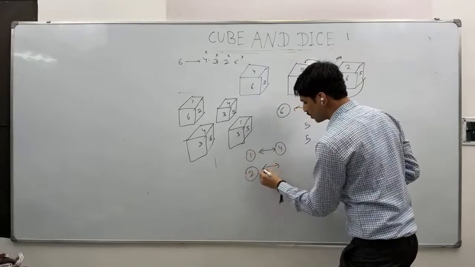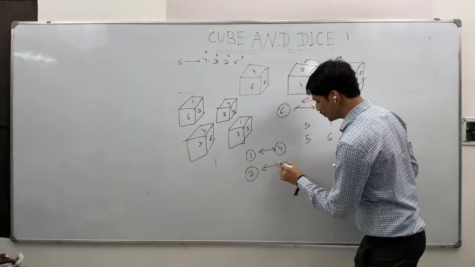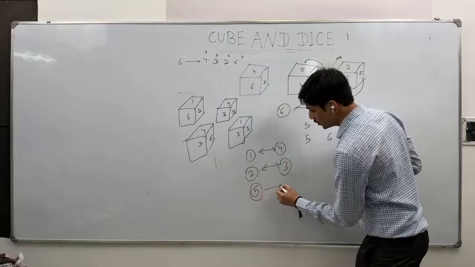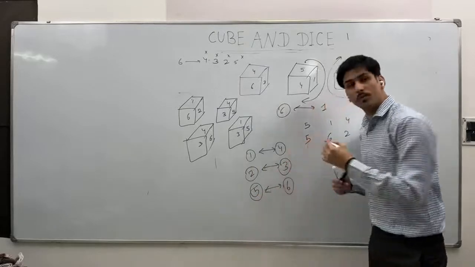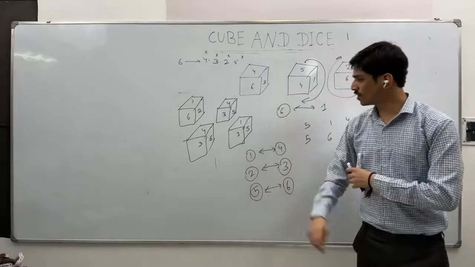Opposite of 2 is what? Opposite of 2 is 3. Opposite of 5? 6, right? You see, if more cubes are given, it is fairly simple to identify, right? How did you get 1, 4?